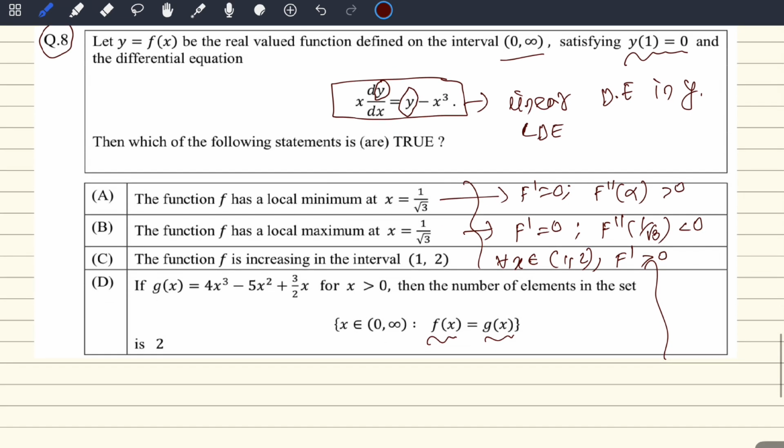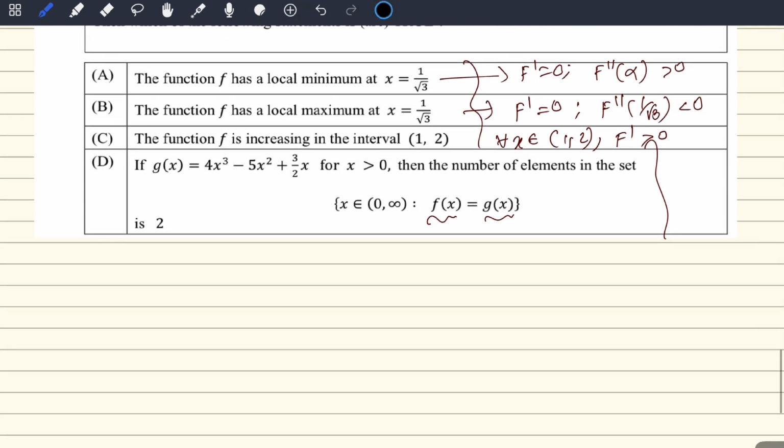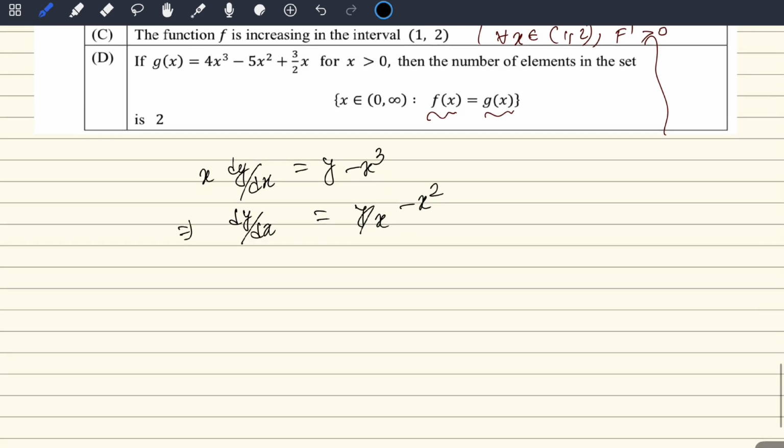So the differential equation is a linear differential equation. Let us see how to solve it here. The differential equation is x dy by dx is equal to y minus x cube. Dividing by x on the right hand side, we get dy by dx is equal to y by x minus x square. This implies dy by dx plus minus 1 by x times y is equal to minus x square.